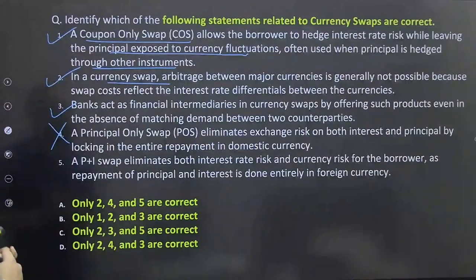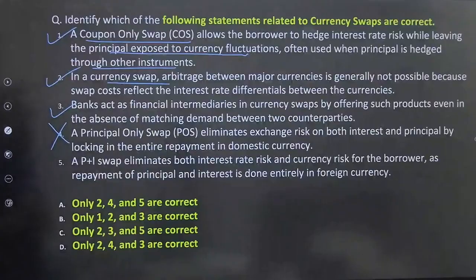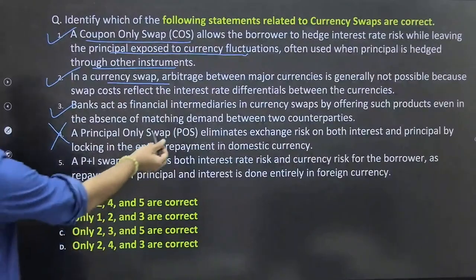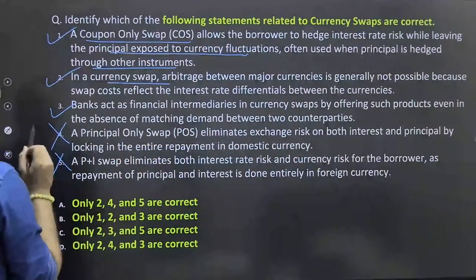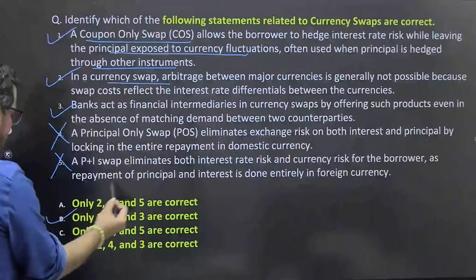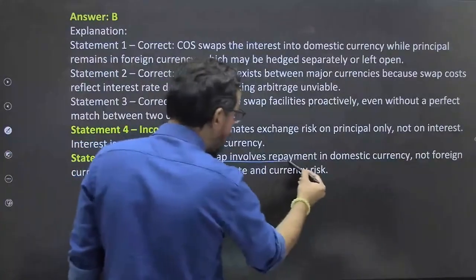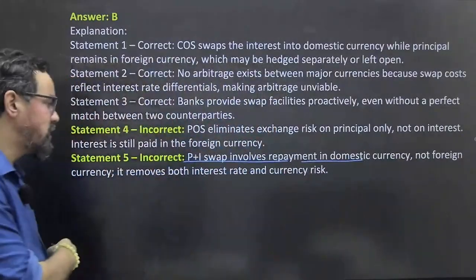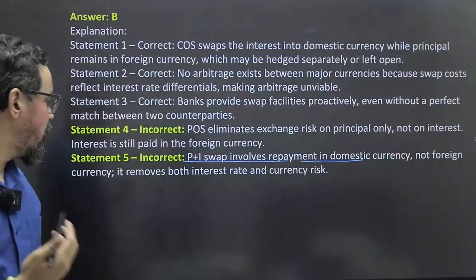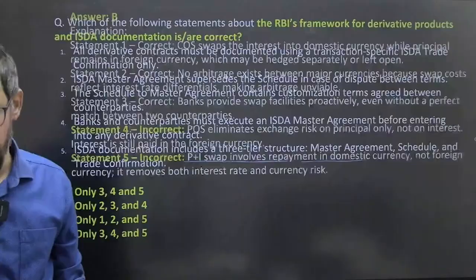A principal plus interest swap eliminates both interest rate risk and currency risk for the borrower, as repayment of principal and interest is done entirely in foreign currency. This is also wrong, okay. If this is wrong, then that will automatically be wrong. So 1, 2, 3 means option B should be the right answer for this one. Principal plus interest rate swaps involve payments in domestic currencies, not in foreign currency. So it removes both interest rate and country risk, okay.